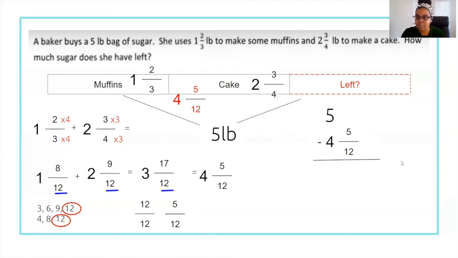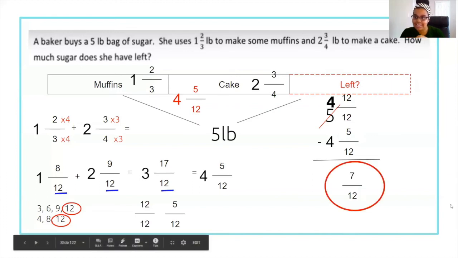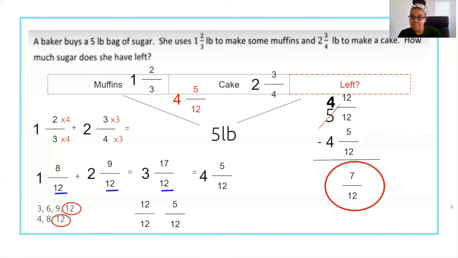So just like with regular subtraction of whole numbers or subtraction of decimals, I can rename that 5 as 4 and 12 12s, because I know that 4 plus these 12 12s, which is equal to 1, so 4 plus 1 is 5. So I can rename that 5 as 4 and 12 12s. Now I can take 5 12s away from 12 12s, and I can get 7 12s. 4 minus 4 is 0.